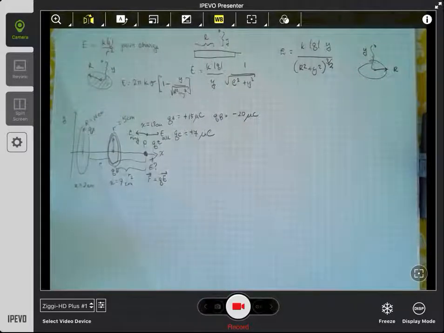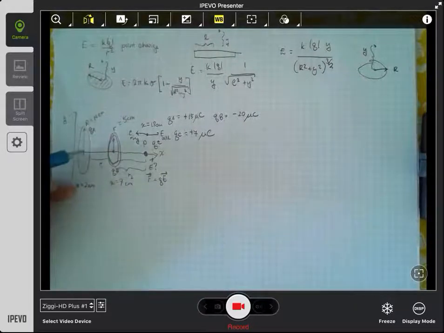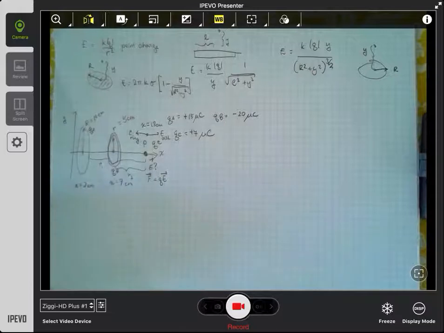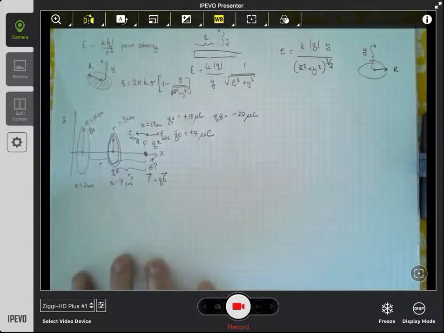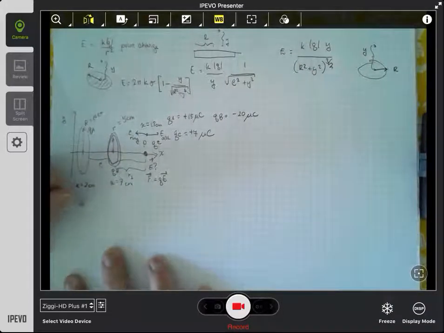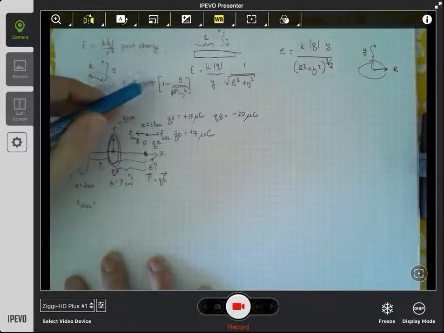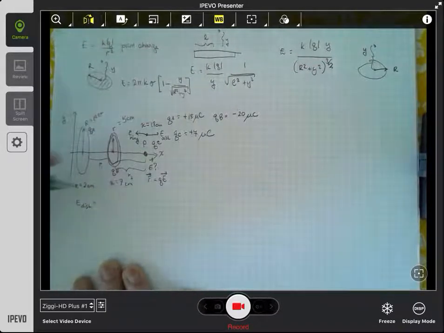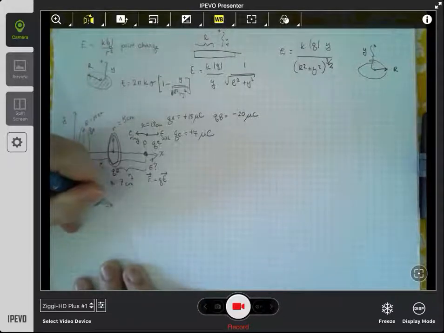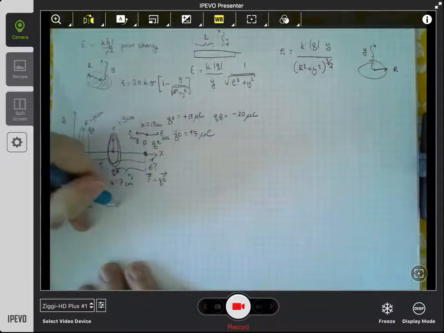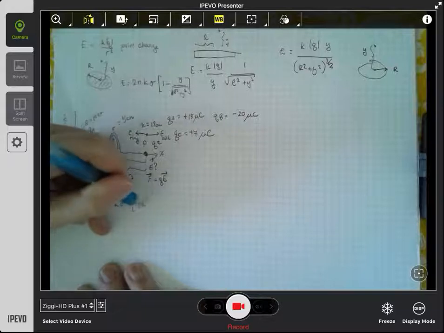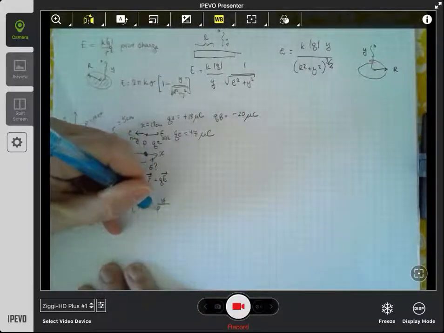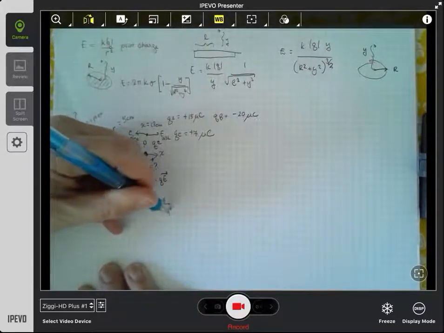All right. So we want to find the electric field due to the disk and then subtract the electric field due to the ring at this location over here. The electric field due to a disk, as we saw above, is 2 pi k sigma times 1 minus y over the square root of r squared plus y squared. All right, so let's write this down.